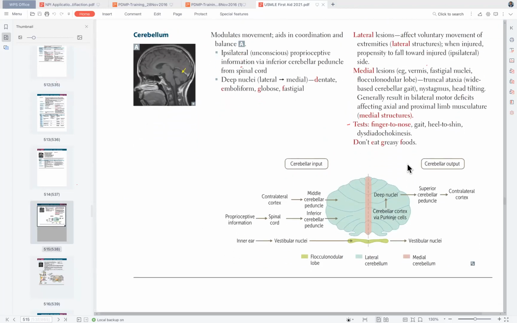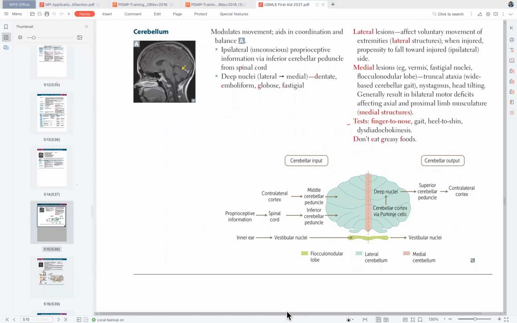And here, you want to know that you see how they've put this here. This is the flocculonodular here, the green one. See how the cerebellum is balancing on it? That is the main one for balance. The green one, the flocculonodular. Yeah, that's the main one for balance.